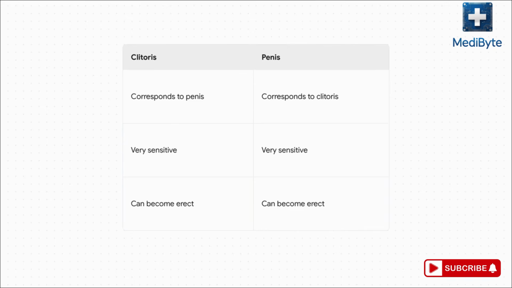They actually develop from the same embryonic tissue. And they share these key characteristics. Both are extremely sensitive to stimulation, and both can become erect when they fill with blood during arousal.